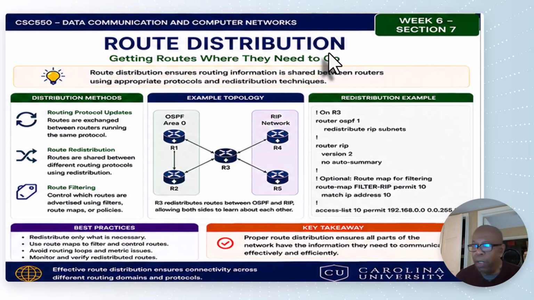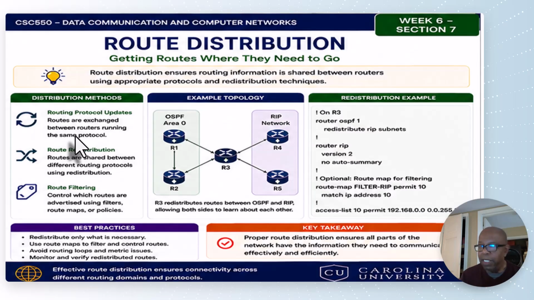Route distribution ensures that routing information is shared between routers and that everything that's needed in order for that route to be used is there. Okay, so that's a basic verification. Routing protocol updates: routes are exchanged between routers running on the same protocol. Route redistribution: routes are shared between different routing protocols using redistribution. Route filtering: control which routes are advertised using filters.